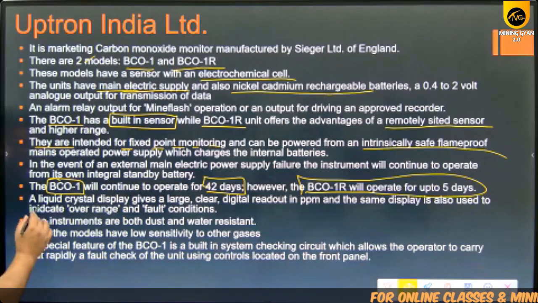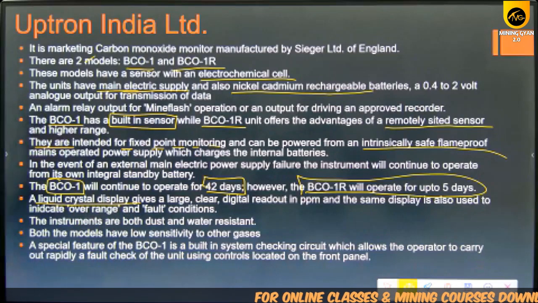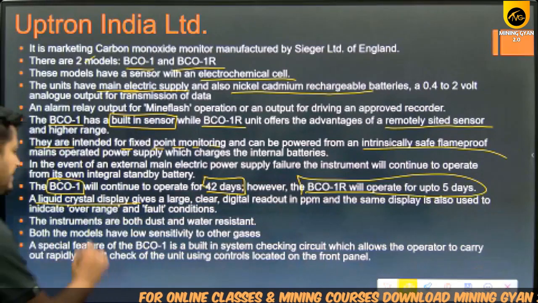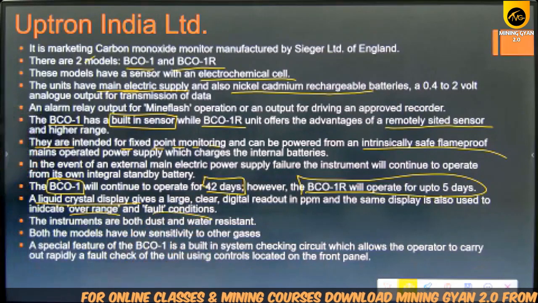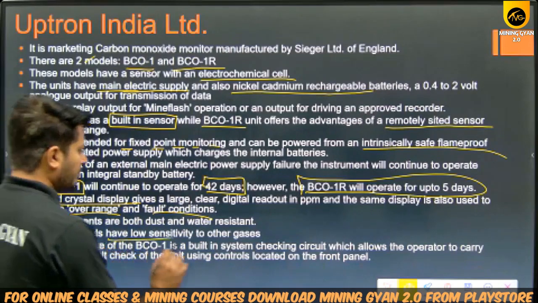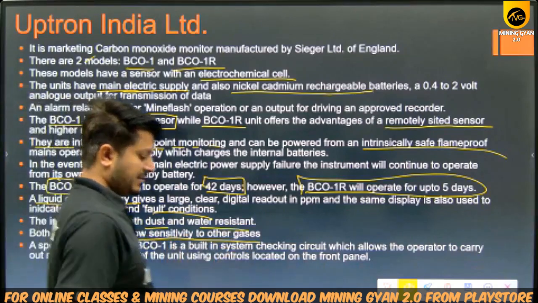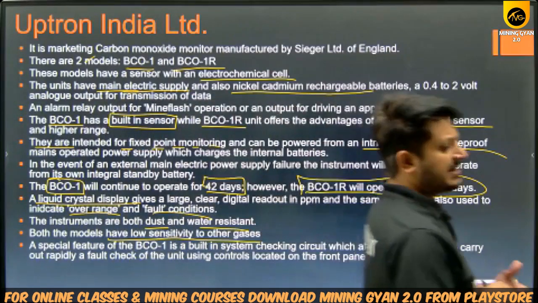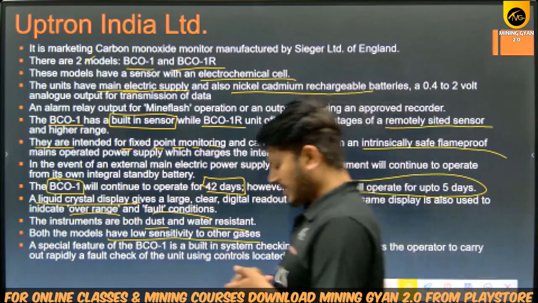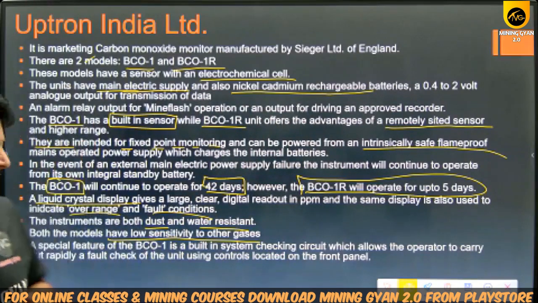It has a liquid crystal display that gives a large, clear and digital readout in ppm, and the same display is also used to indicate overrange and fault conditions. Okay, both the models have low sensitivity to other gases. Okay, they are dust and water resistant. Both the models are very less sensitive to other gases. They will not be able to show clearly the percentage of different gases, but at higher percentage they will give you the exact data about that.